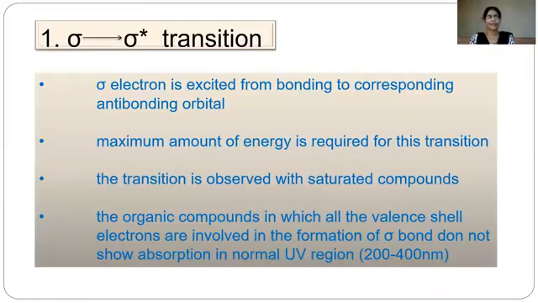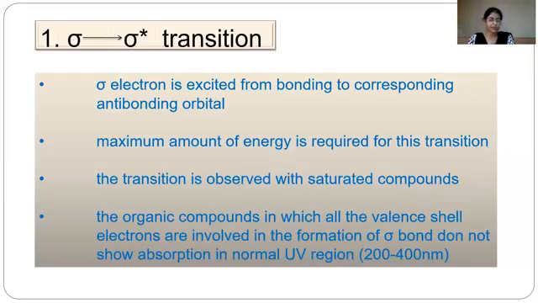First type of transition is sigma to sigma antibonding transition. As the name indicates, sigma to sigma star. That means in a particular molecule when only sigma electrons are present, electrons present in the sigma bond, a sigma electron is excited from bonding to the corresponding antibonding molecular orbital. For this transition, maximum amount of energy is required.